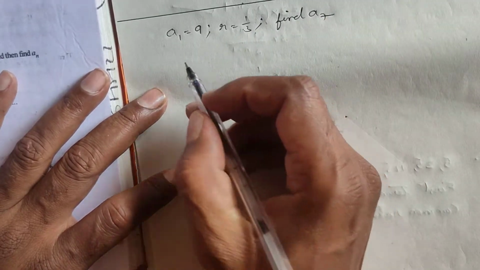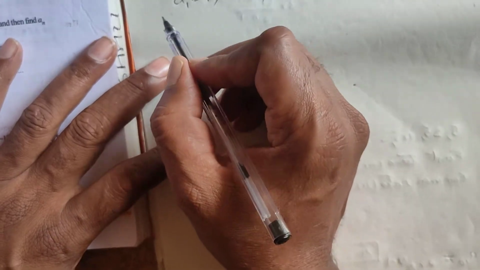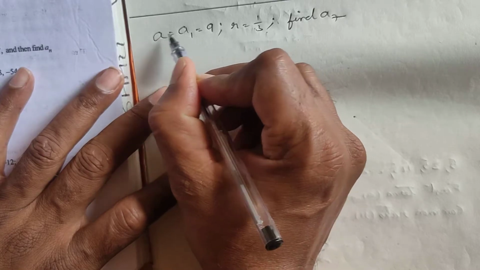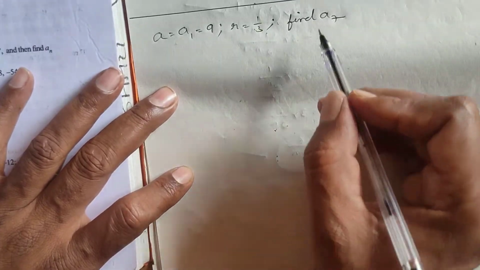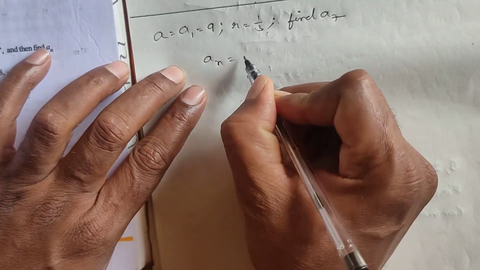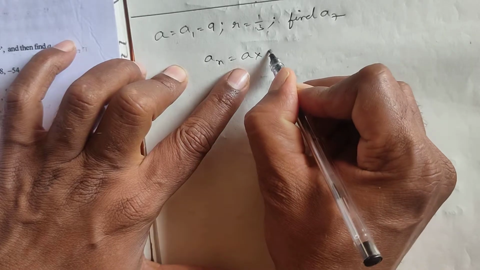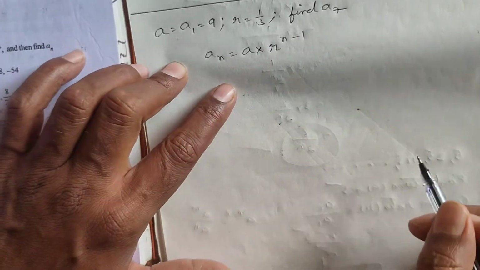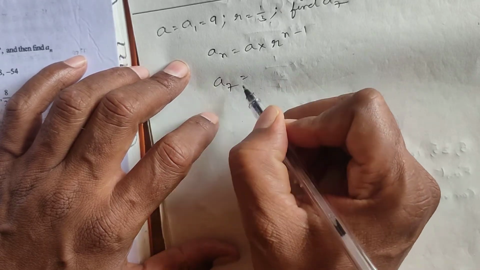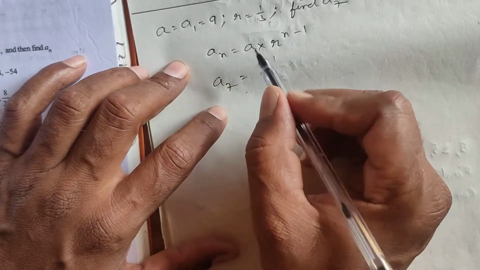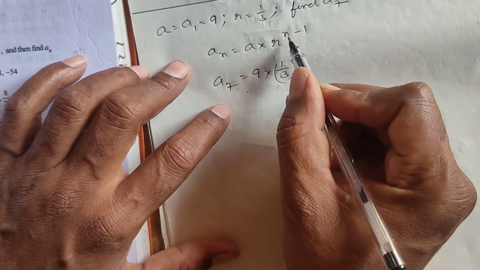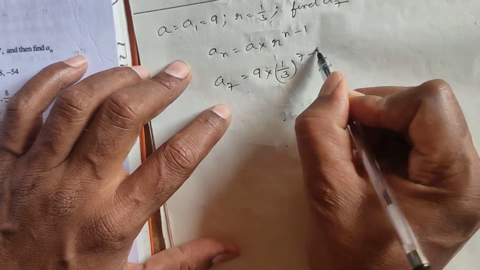So we know that A1 and A are equal. First term and A are equal. So in place of A, A1 is equal to 9. Okay, find A7 he asked. Now AN formula, write it. Formula for AN in GP is A into R to the power of n minus 1. Now, in place of n, write 7. A7 is equal to, A can be replaced with 9, R can be replaced with 1 by 3, N can be replaced with 7.